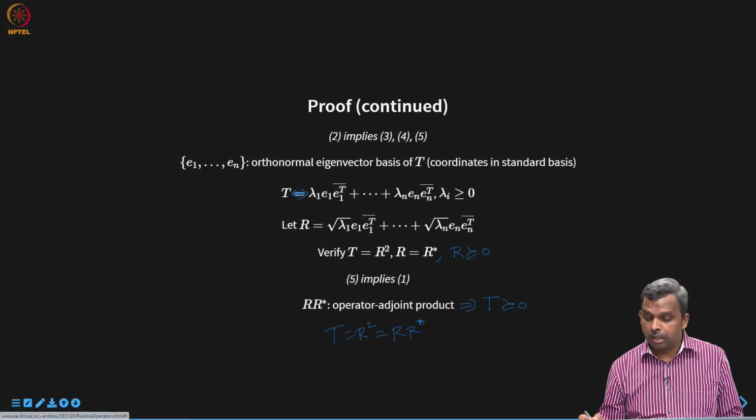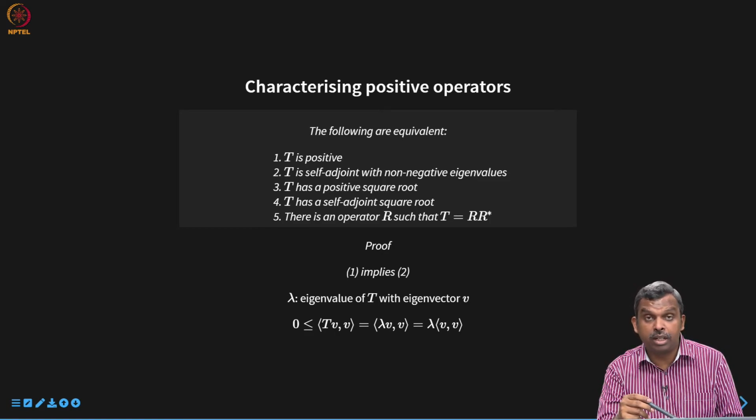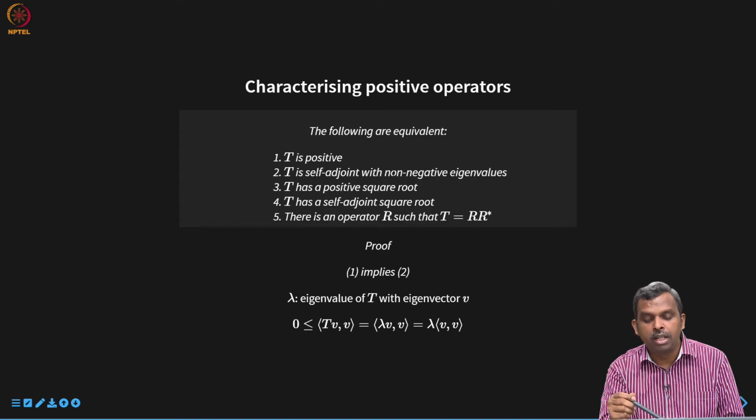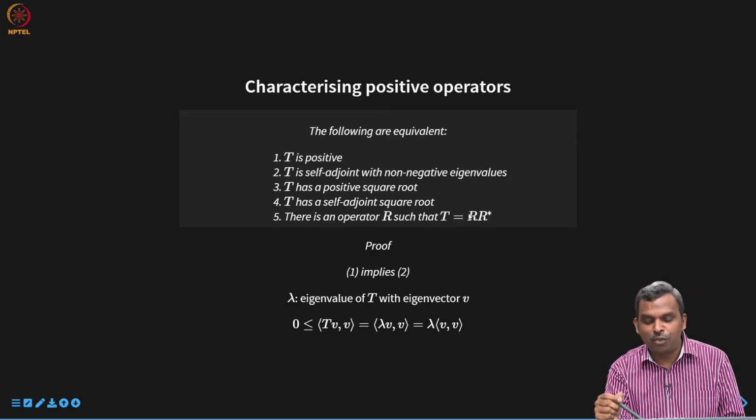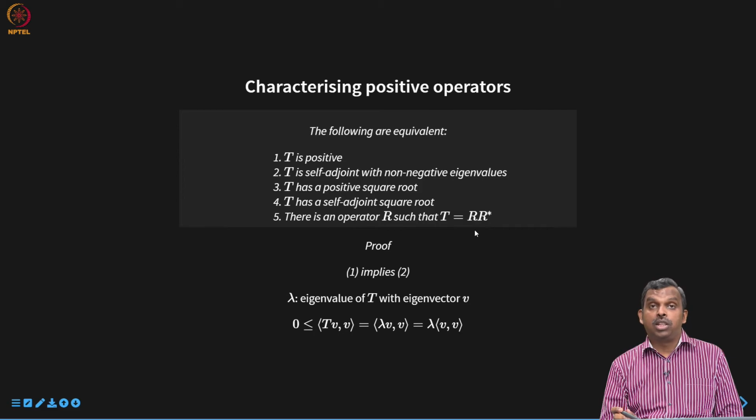So let me take you back to the characterization. Okay, T is positive means T is self-adjoint with non-negative eigenvalues. So once you have self-adjoint and non-negative eigenvalues, you can simply take square roots of those eigenvalues over the same orthonormal eigenvector basis, and that gives you the positive square root, the self-adjoint square root, and the operator R such that T is R star. Okay, it's very nice. And if you have T being R R star, clearly it's an operator-adjoint product, so T is also positive. So you go back to 1, so all of that is done. Okay, so this T being R R star is a very nice and complete characterization of positive operators.